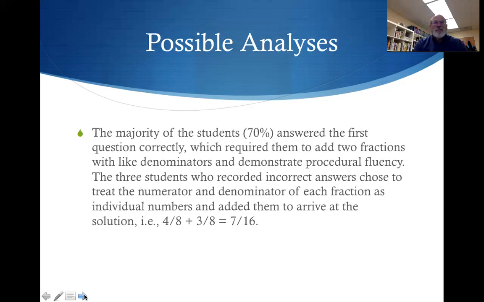70% answered it correctly, which required them to add 2 fractions with like denominators and demonstrate procedural fluency. So I've said the content, I've said the type, I've said the percentage. And then notice what I said, the 3 students who recorded incorrect answers, I give an analysis of what they did. So those who did it right, did it correctly. The 3 who did it wrong, treated the numerator and denominator of each fraction as individual numbers. That's an analysis.